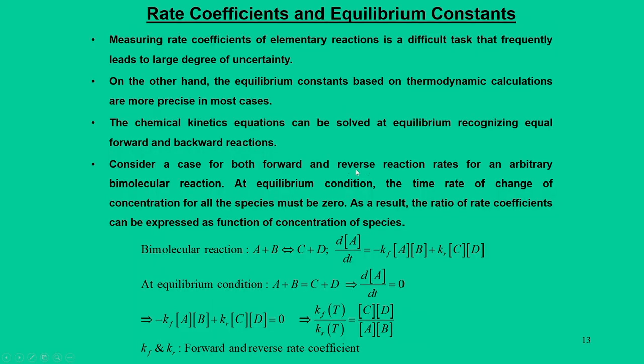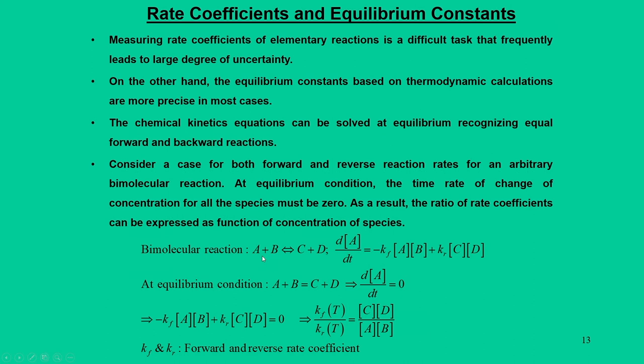These chemical kinetics equations can be solved at equilibrium, recognizing equal forward and backward reactions. To do this, we consider a case of forward and reverse reactions in an arbitrary bimolecular situation. We say A plus B gives C plus D, and we can imagine that the reaction can proceed in the forward direction as well as the backward direction. This happens in many bimolecular reactions: sometimes the concentration of the reactants is dominant, sometimes the concentration of C is dominant. So, the reaction can proceed in either direction. To justify this, we have to find in what way the reaction should proceed.